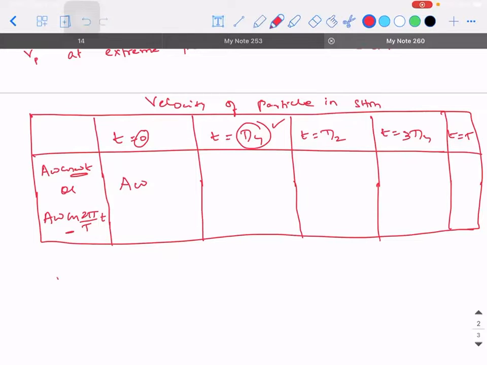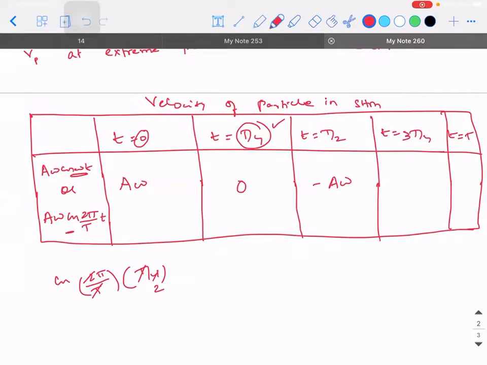So you will have cos of 2π/T into T/4. Capital T and capital T are gone, so cos π/2. Cos π/2 is 0. Then what about T/2? Minus 1, sir. Cos π is −1, so minus Aω. Tell me in terms of Aω.